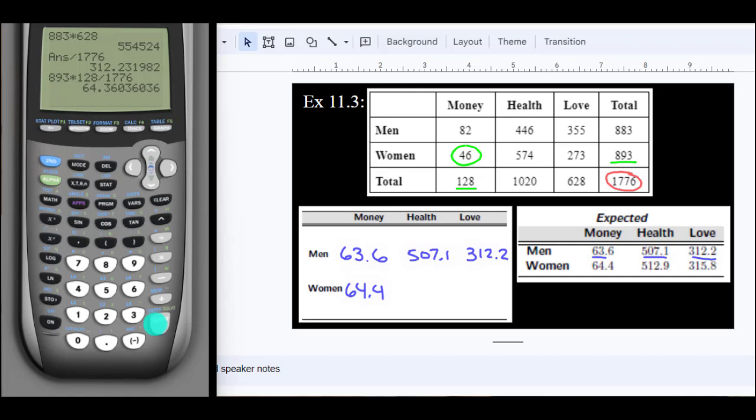Okay, and if we move over to the next cell, the 574 cell location is the one we're looking at. So we will multiply the 893, the row total, times the 1020, the column total, and we will divide by the table total, 1776. We get 512.9.